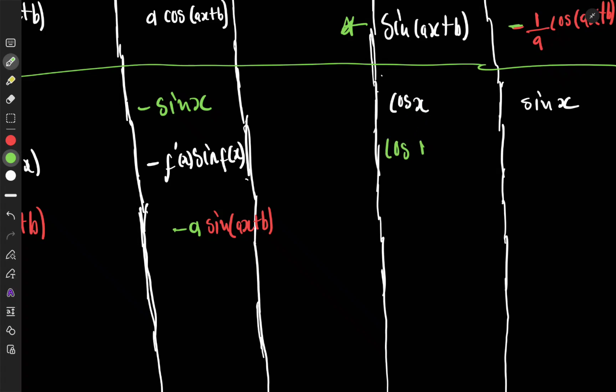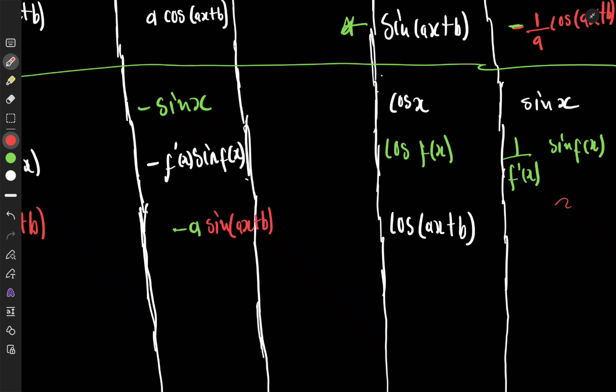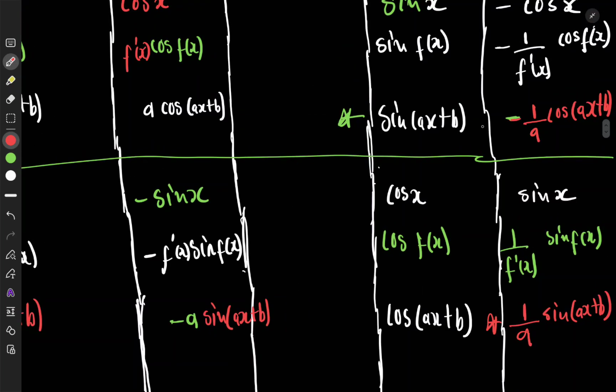Then now I say, what about cos f of x? Well, it brings the same sine f of x, but then you divide by the derivative. So it multiplies 1 over f dash x. Remember, we start with the outside, then we go to the inside. What about cos of ax plus b? Here's another composite function. Start by integrating the outside. This gives me sine ax plus b. Then I divide by the derivative of the inside, which is a. So it'll be 1 over a sine ax plus b.